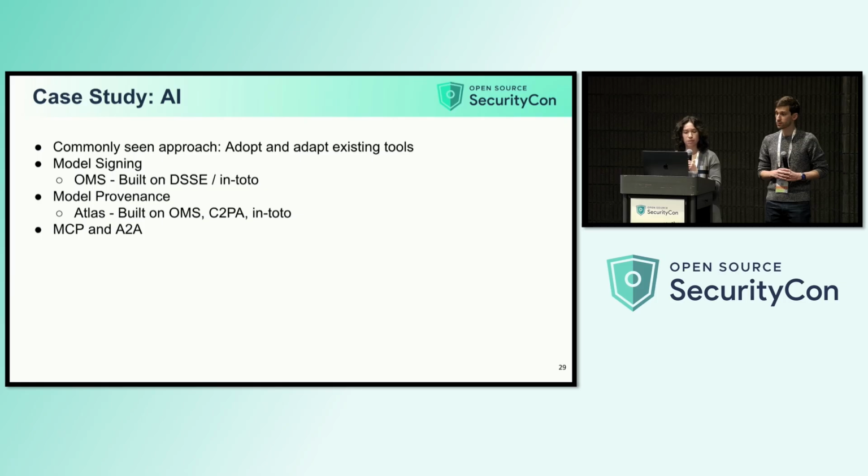And I want to make a quick note about AI as well. We're starting to see a common approach in this space as well around AI and model supply chain security, where they are adopting and adapting existing tools from the sort of traditional software supply chain space for AI. And so some examples that we've seen here are model signing, that is built on DSSE and in-toto. For model provenance, the Atlas framework that Hayden mentioned earlier builds on model signing itself, further sort of in-toto features, and the C2PA specification, if you're familiar with that.